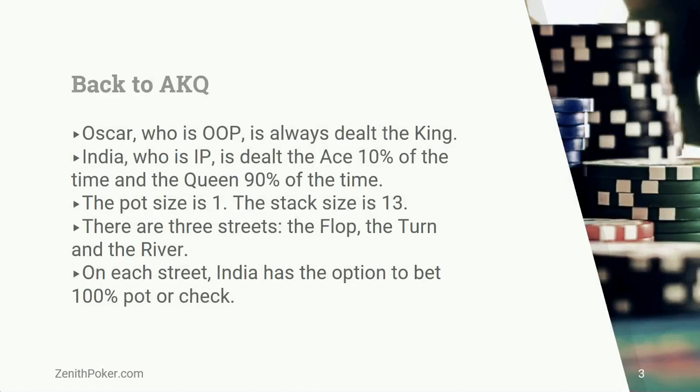Looking back to the Ace-King-Queen game, here we have Oscar, who is out of position, dealt just the king, and India, who is in position, dealt the ace 10% of the time and the queen 90% of the time. We have a pot size of 1 and a stack size of 13, and for 3 streets, the flop, the turn, the river, India has the option to either bet 100% of the pot or check.